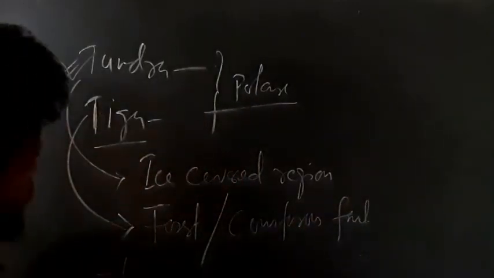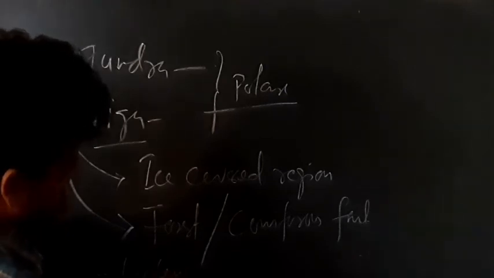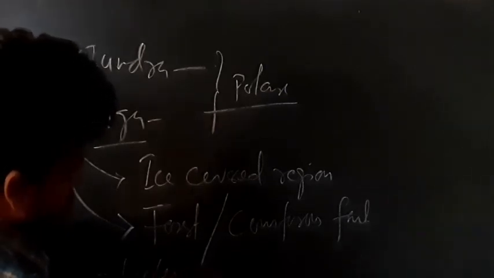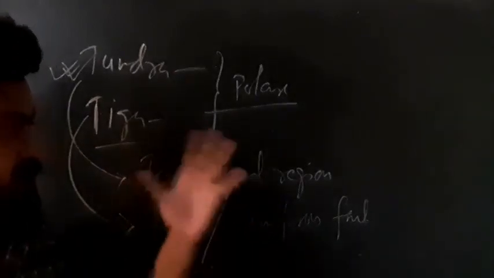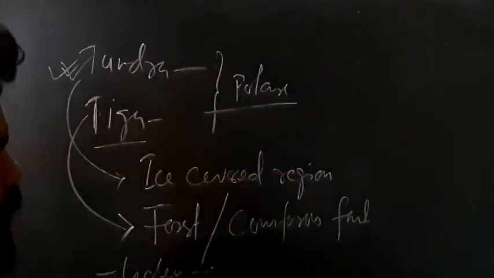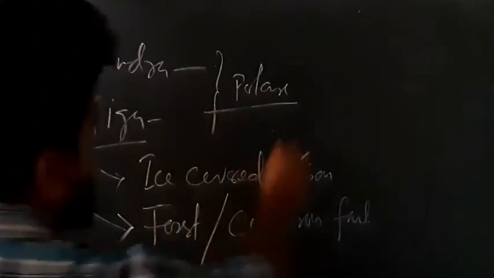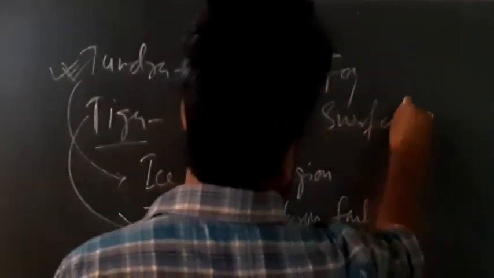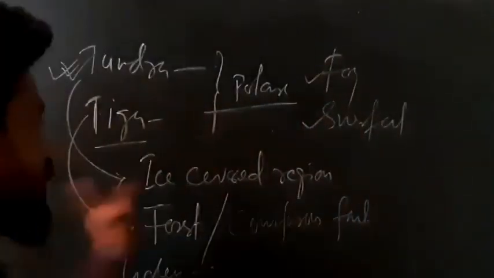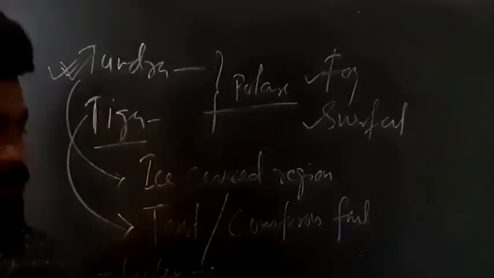Some types of lichens and mosses grow because of what? It depends upon the precipitation. What is precipitation? Precipitation means the falling down of water in any form. So in the polar region generally there is fog and snowfall. That means this fog and snowfall make the environment different.